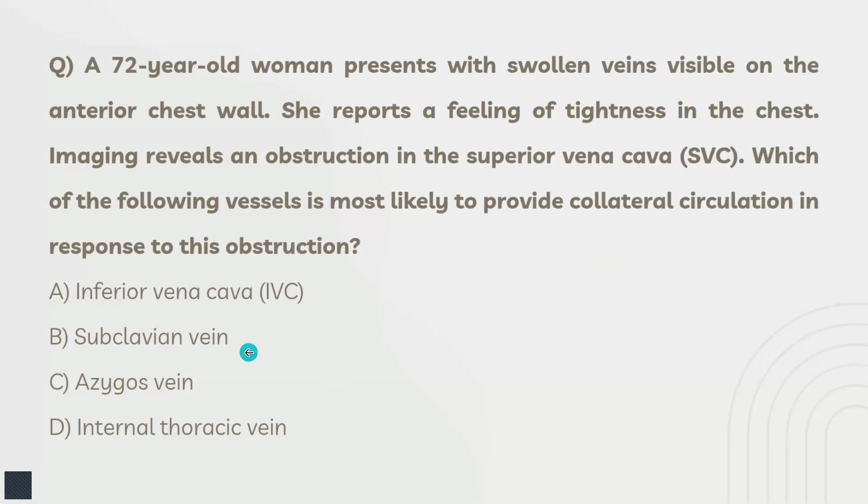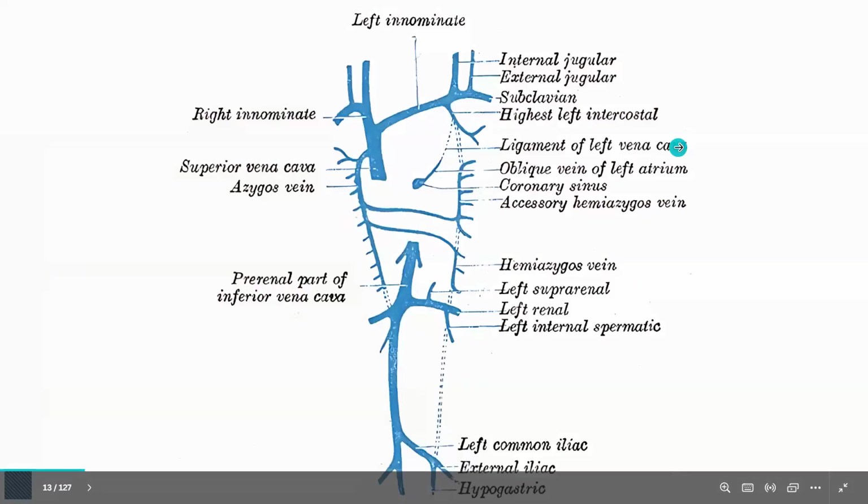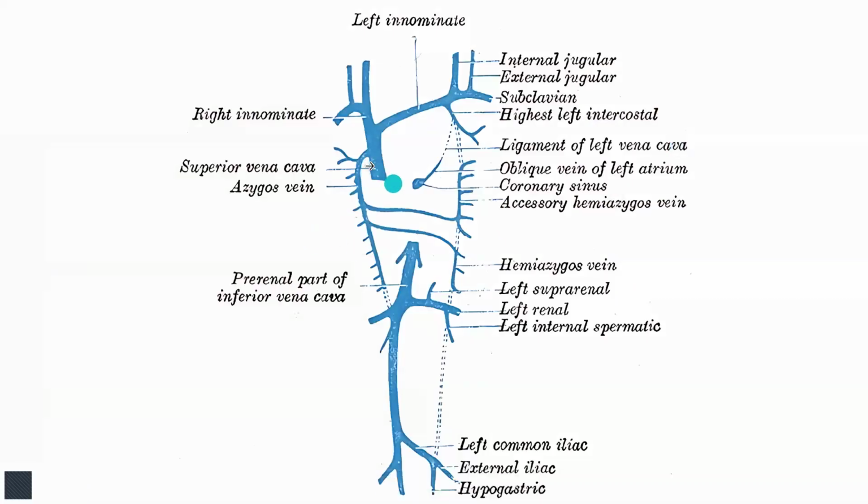Okay, so the answer is C. This might seem scary, collateral circulation. Collateral circulation is just basically backup circulation. Which of the following vessels is responsible for providing backup to the superior vena cava? The question is saying there's an obstruction in the superior vena cava, okay? And it's asking which of the following vessels will compensate for this obstruction, okay?